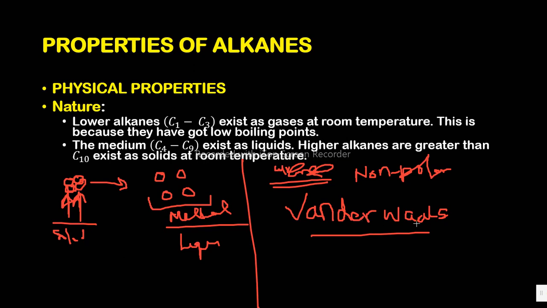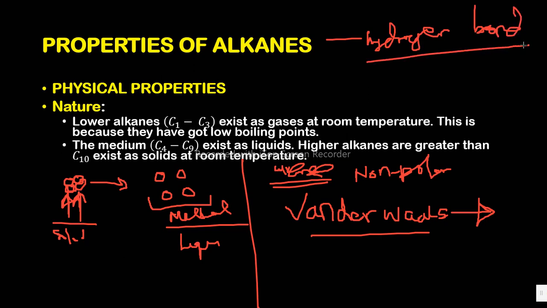Now these forces of attraction are so weak compared to other forces of attraction such as hydrogen bonding. So molecules that form the van der Waals forces of attraction are going to be very weak, with very low melting and boiling points. That's why alkanes exist as gases at room temperature.